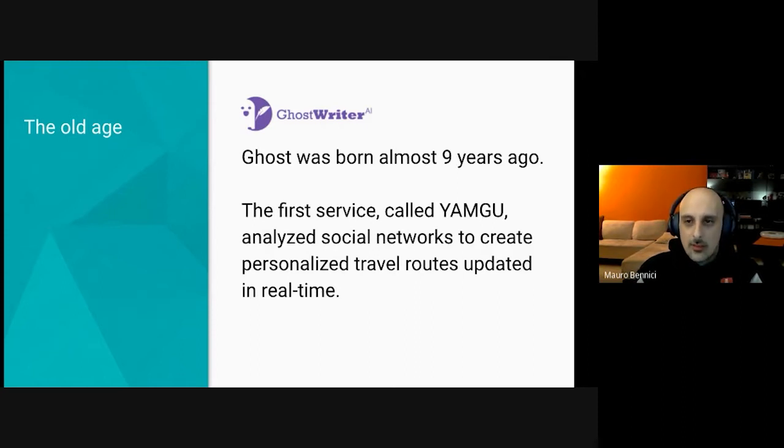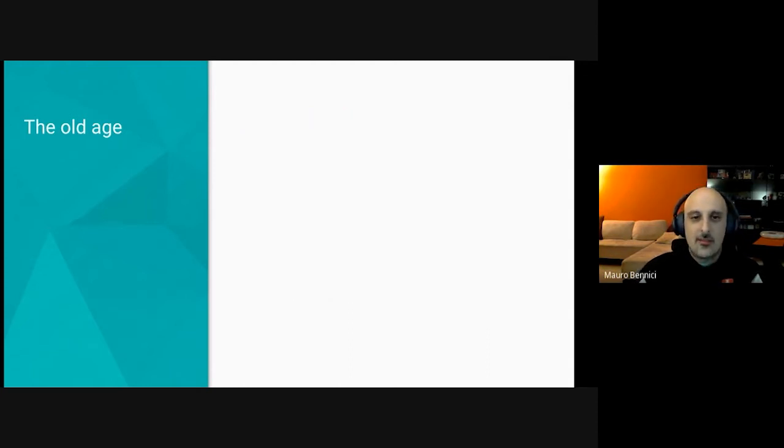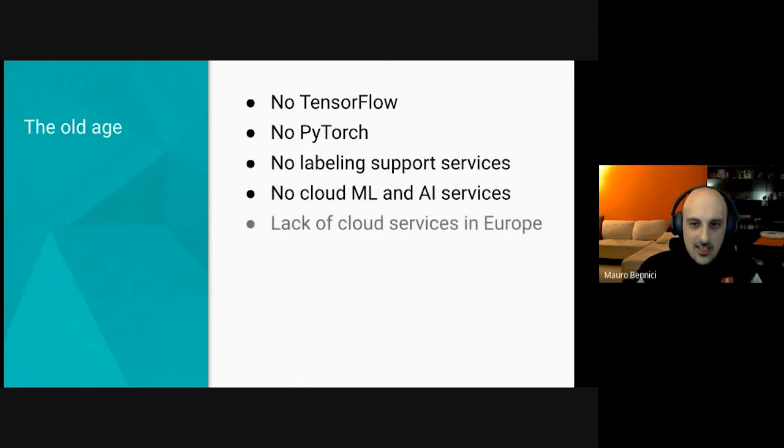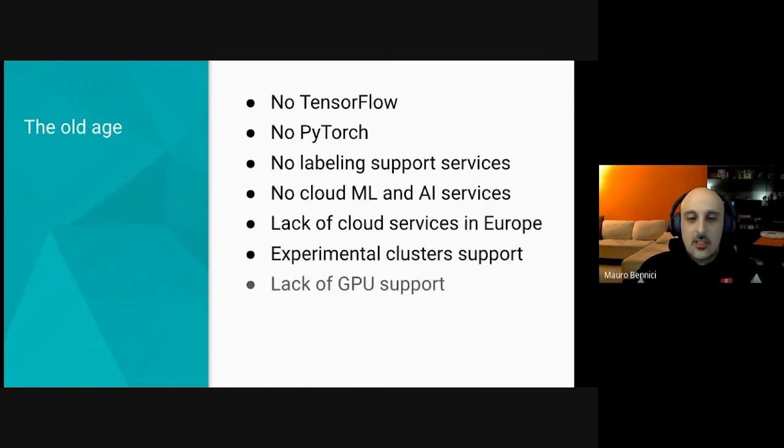So we are talking about 9 years ago, which in technology means a really old age. That means there was no TensorFlow and no PyTorch. There were no labeling support services. If we wanted to create a dataset, we had to collect the data. If we needed data, we had to create it. If we wanted to clusterize something, we had to create by ourselves a system to clusterize data.